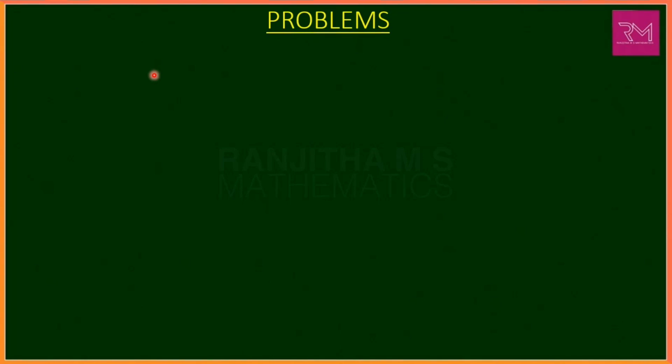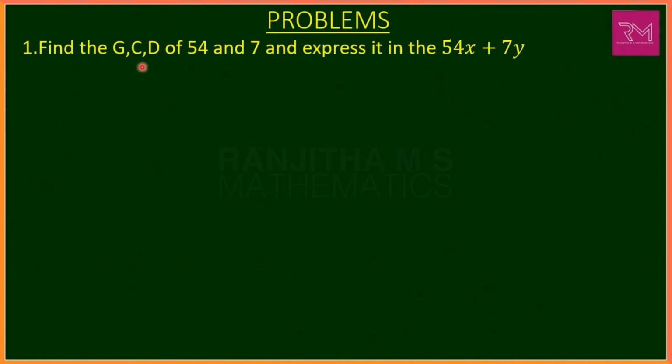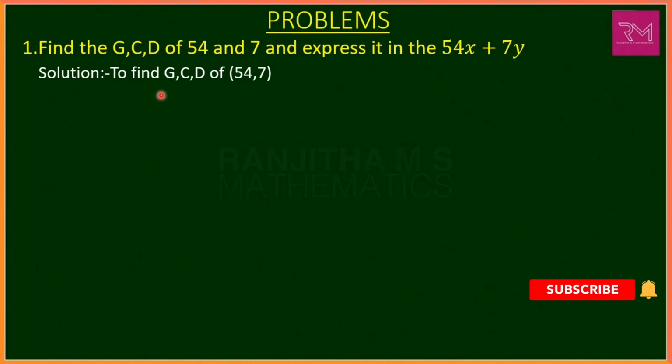Next, we shall solve some problems on finding the greatest common divisor. Here is the first problem. Find the GCD of 54 and 7 and express it in the form 54x plus 7y. First, take the given data. We are asked to find the GCD of 54 and 7. To find the GCD of any two integers, we have to use the Euclidean algorithm here.